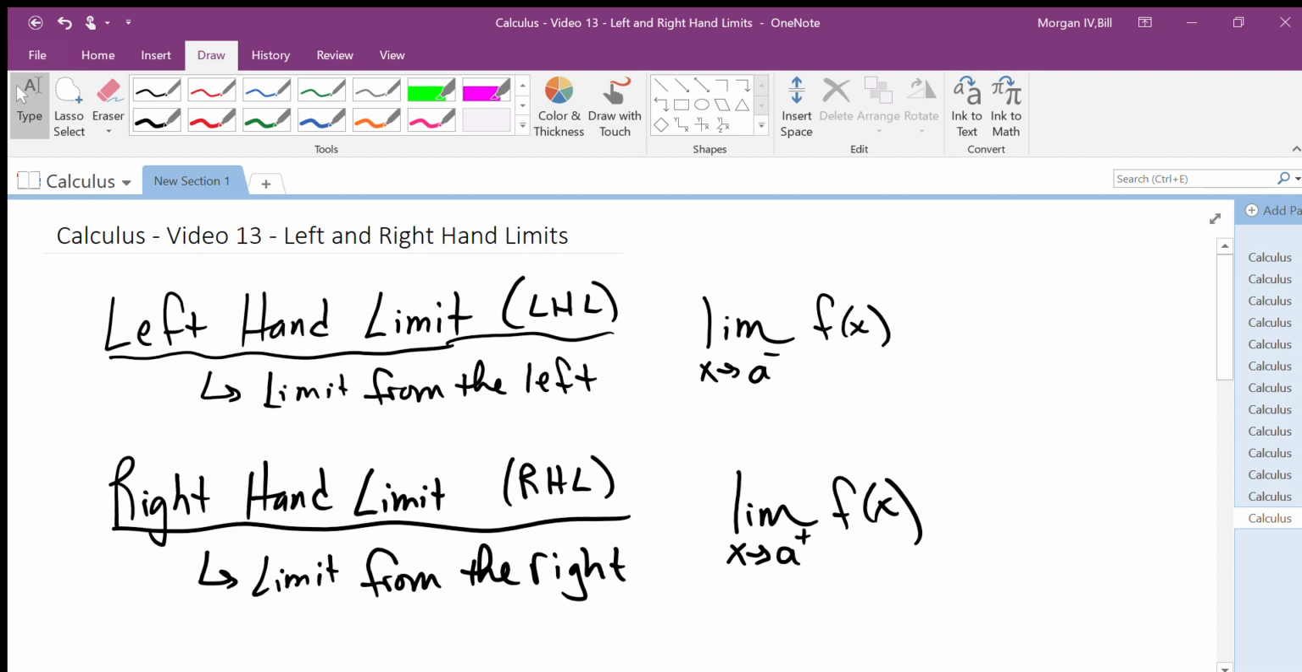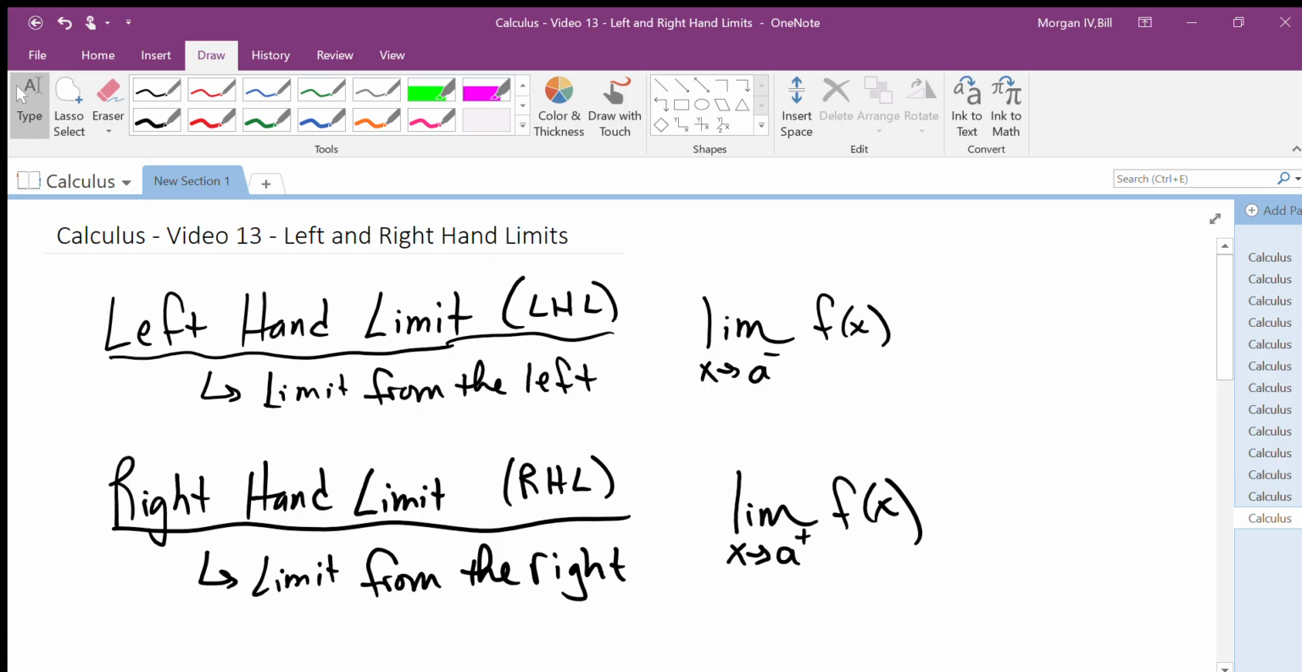Calculus video 13, left and right hand limits. So we often talk about left hand limit and right hand limit. The left hand limit, or LHL, often referred to as the limit from the left. Left hand limit, limit from the left means the same thing.